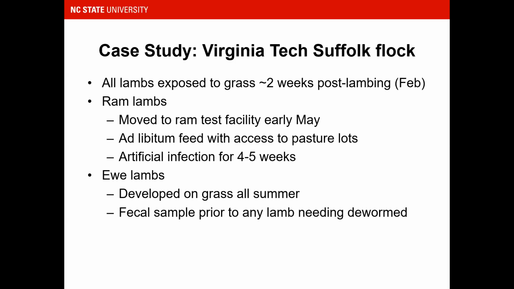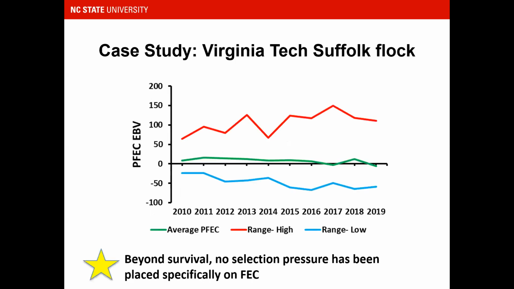The ewe lambs, their contemporaries, are developed on grass all summer. So we have individuals that are related, siblings here. One group is managed at the ram test, the other group is managed on grass, and they get a fecal egg count before any of those lambs need to be dewormed. So just looking at the fecal egg count EBVs on those individuals. Now, it's important to note there hasn't really been any selection pressure placed on fecal egg count at this point. They've been collecting the data and generating these breeding values. They haven't really placed any pressure on it. So you can see that green line is average post-weaning fecal egg count, and it's remained relatively constant for the last 10 years or so.